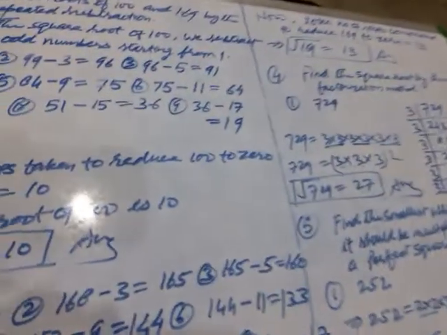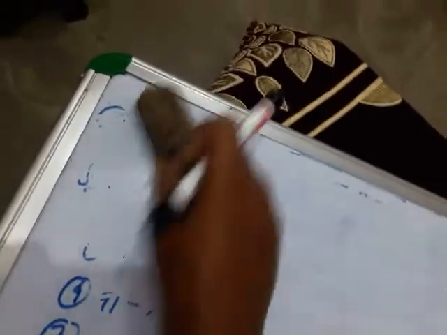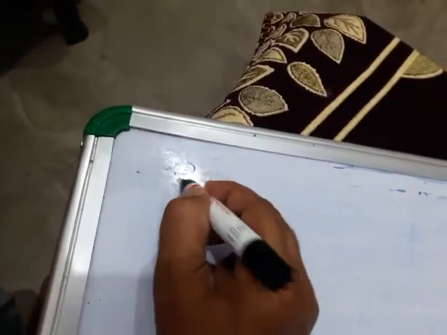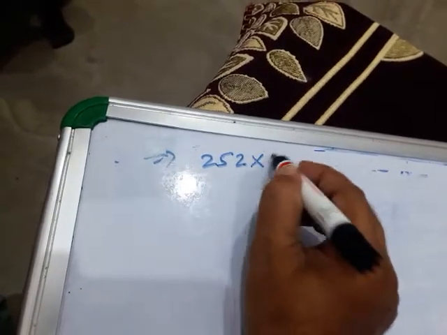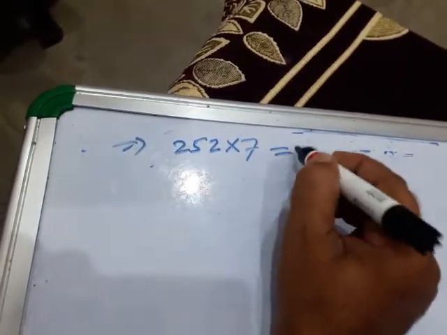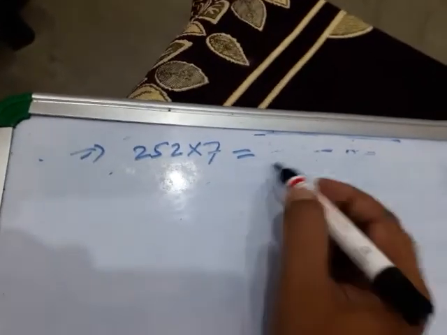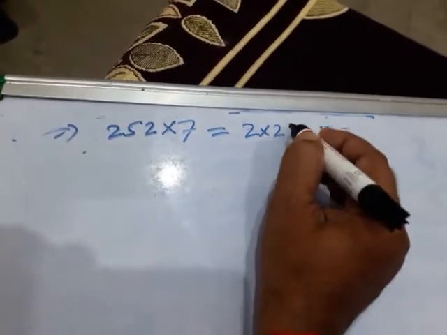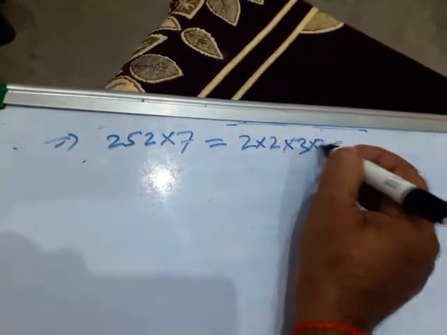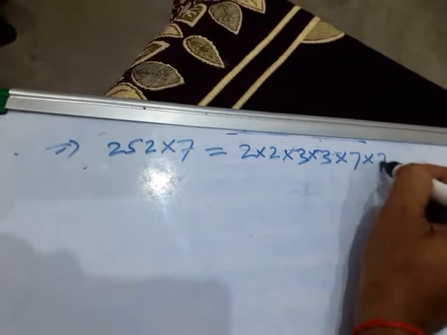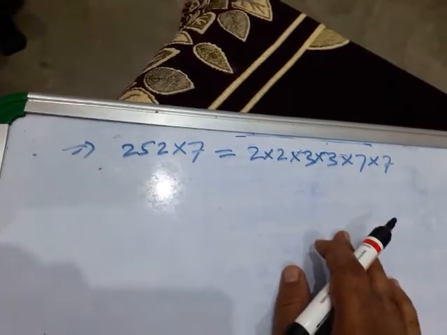Okay children, let us move to the next part of the board. Now let us multiply the prime factorization, and this 252, also by 7. This implies that 252 multiplied by 7 equals 2 into 2 into 3 into 3 into 7 into 7. Clearly, we have multiplied both sides by 7.